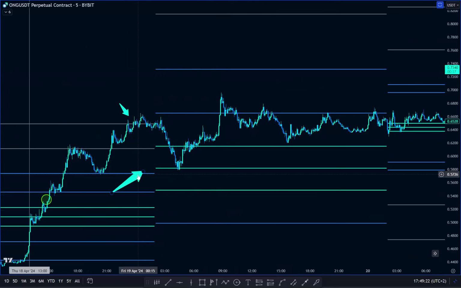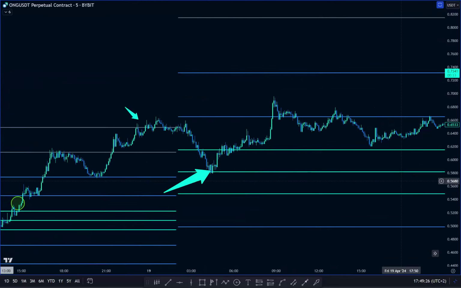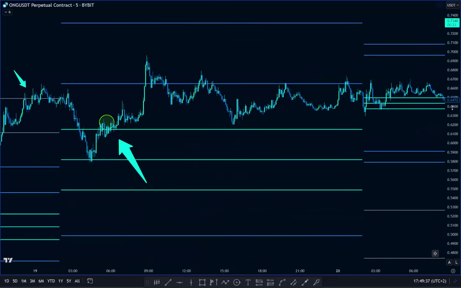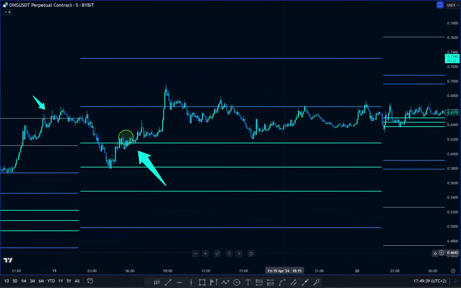So for instance, you can see the day started here, price came all the way down, and then it broke above the pivot over here. So this would have been the place where we would have looked to take a long entry for that day. But remember, since it's a wide pivot, we're not going to have as big target areas.